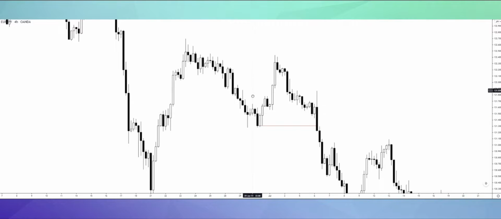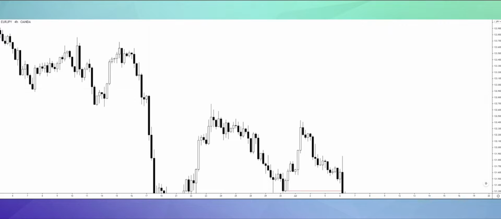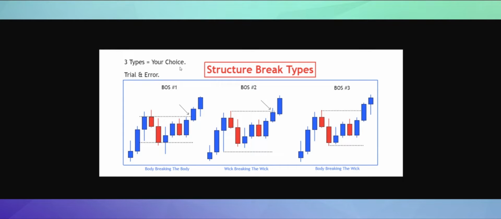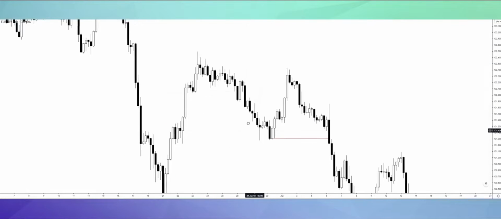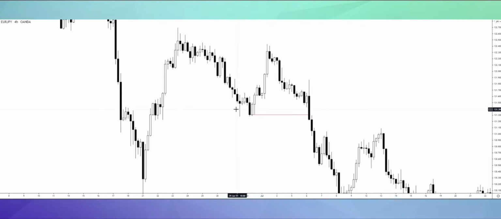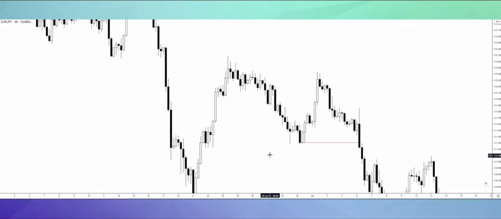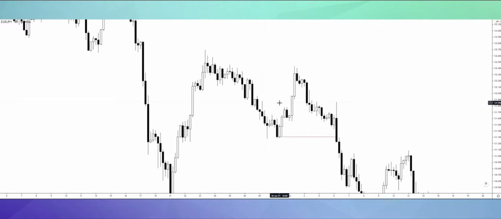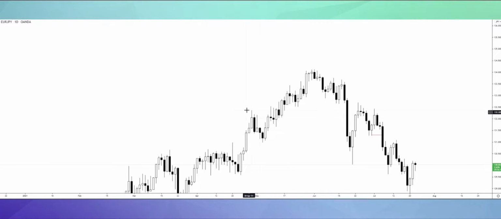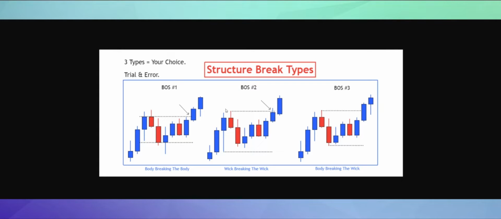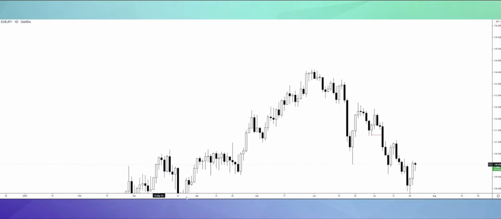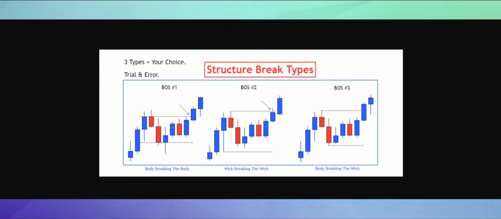Now if we look at break of structure type 2, wick breaking the wick, it's essentially the same in terms of breaking structure. But let's find a clearer example. If we look at this here, we're going to map it out using the high of the candle wick on a swing point, and then draw it across, and the wick breaks the wick.